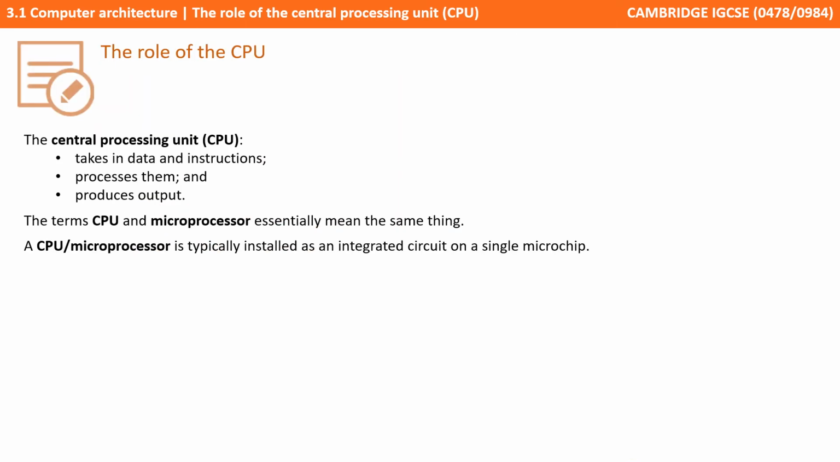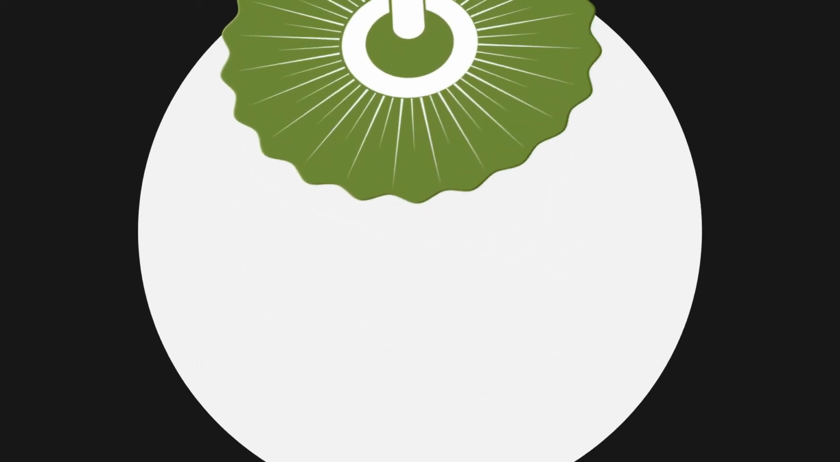So just to summarise, a CPU takes in data and instructions, processes them, and produces output. For your benefit, the terms CPU and microprocessor can essentially mean the same thing. And in reality, these are typically installed as integrated circuits on a single microchip. The rest of the videos in this series will now go into a lot more detail about the core components of a CPU and how it actually works.